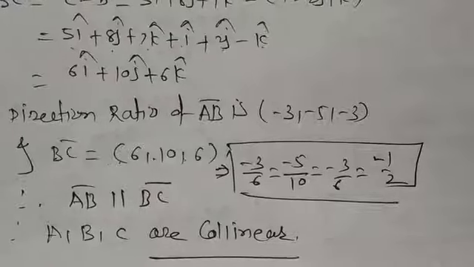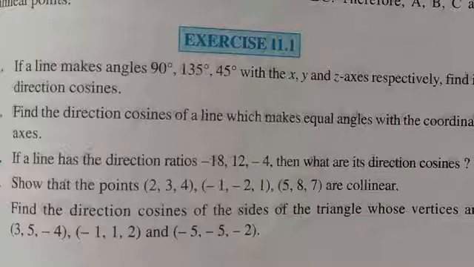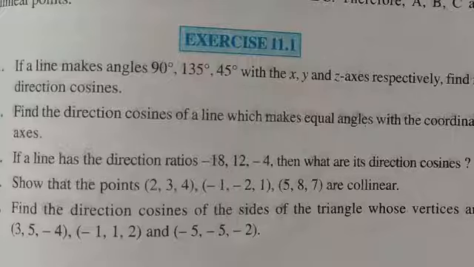The next example is the fifth example. This is the last example of this exercise. Find the direction cosines of a side of a triangle whose vertices are 3, 5, minus 4; minus 1, 1, 2; and minus 5, minus 2. So the points are given again. First of all, find the direction ratio and then the direction cosine also.